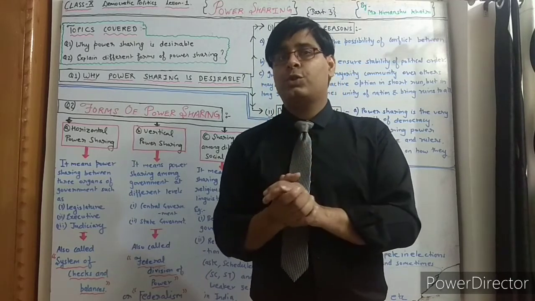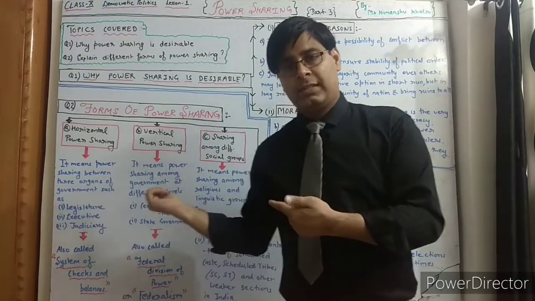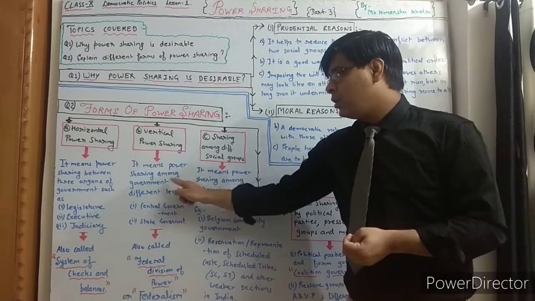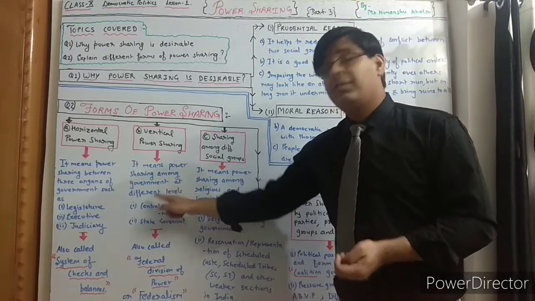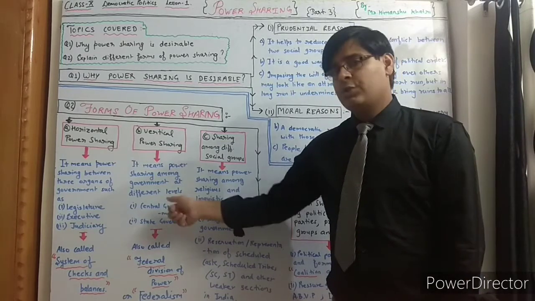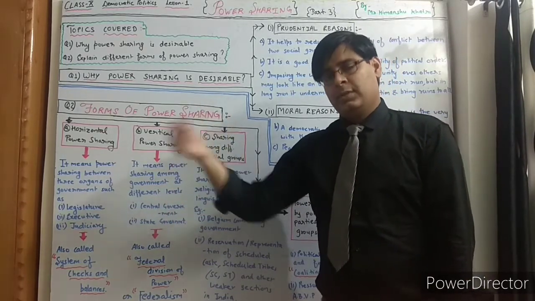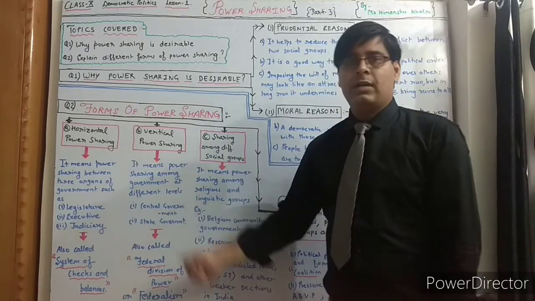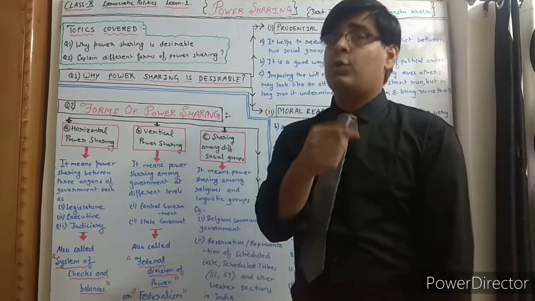This I have told you also previously. First let us understand this vertical का meaning क्या है. It means power sharing among different governments at different levels. This also you might have learned in primary classes or 8th, 9th class. Central government, state government, and in the previous module I have told you this.